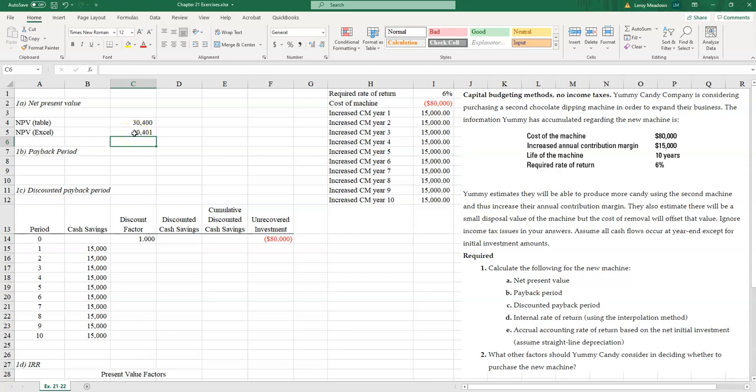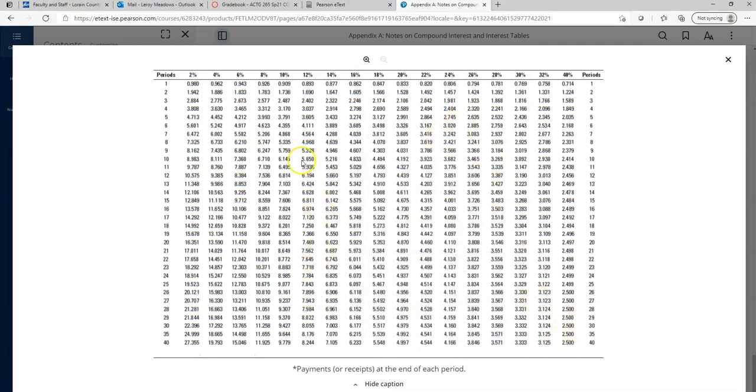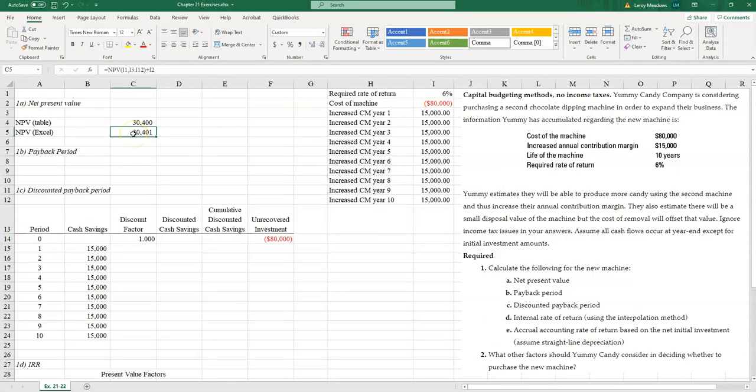Now, why is this $1 off? Well, it's simply because of rounding. When we go to the tables here, we see that most of these numbers go out to 3 places past the decimal point. In reality, these numbers can go out 4, 5, 8 places, maybe more for some of these figures. So these are rounded, truncated numbers, rounded to the thousandth position. So that's why we have a little bit of a discrepancy when taking rounded numbers versus Excel, which is going to take the full annuity factor, multiply it by the cash flows, and then take out the cost of the machine.